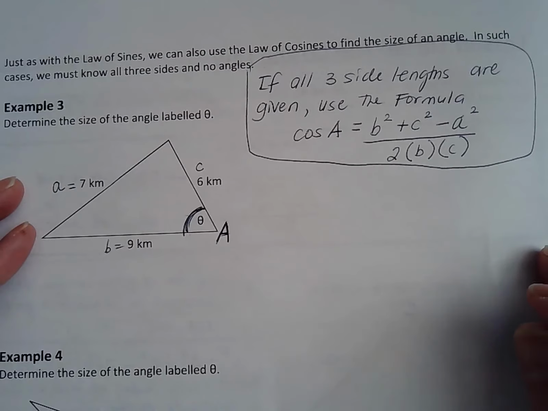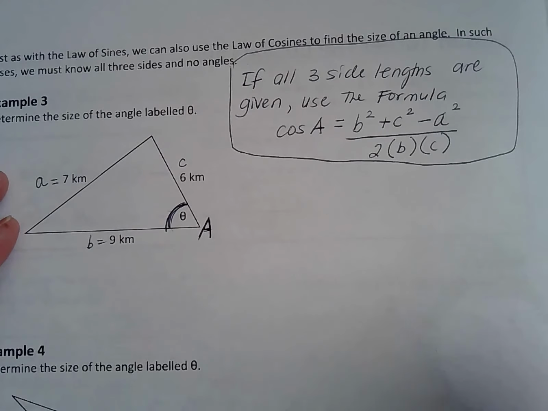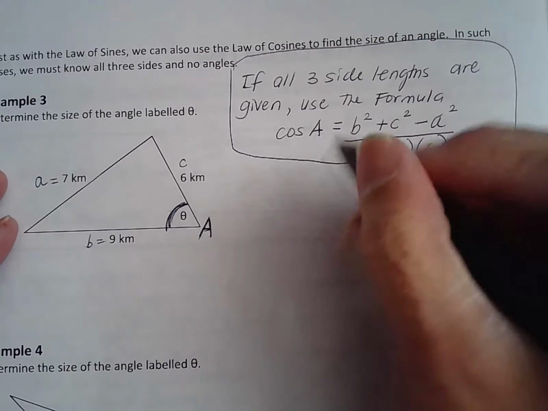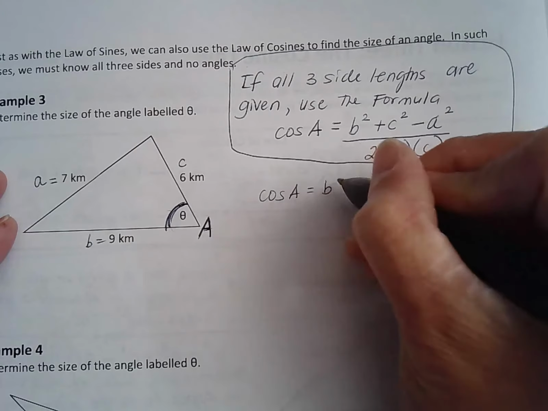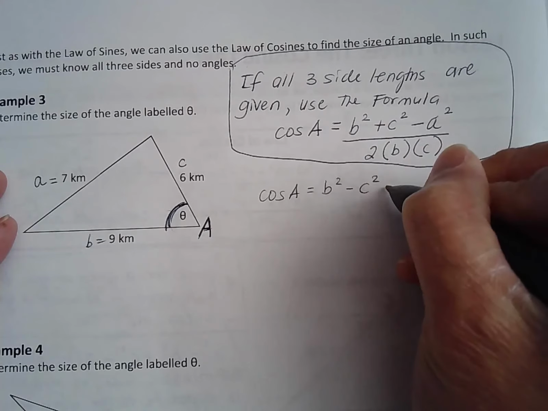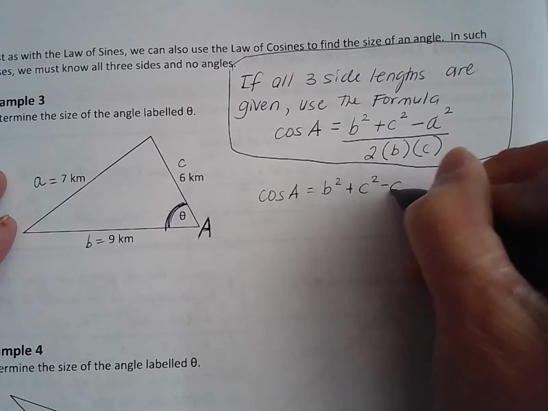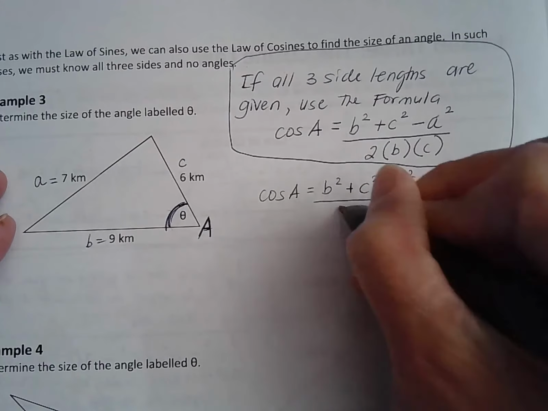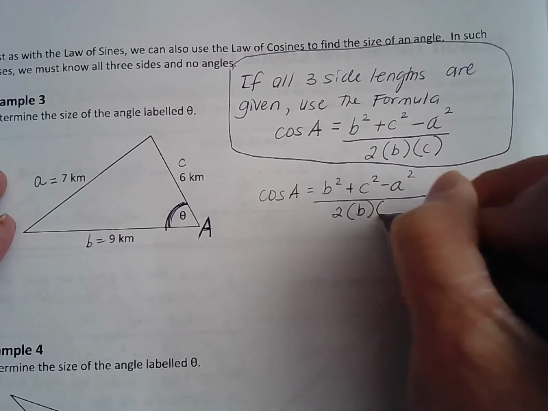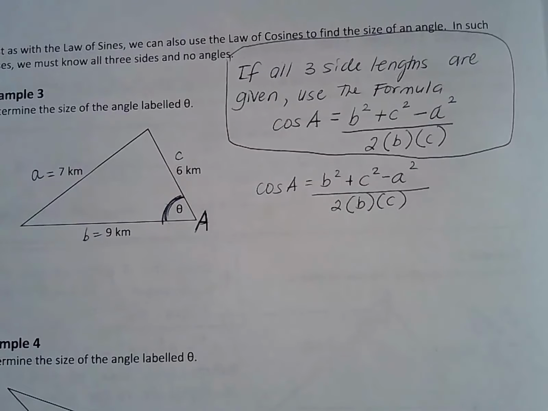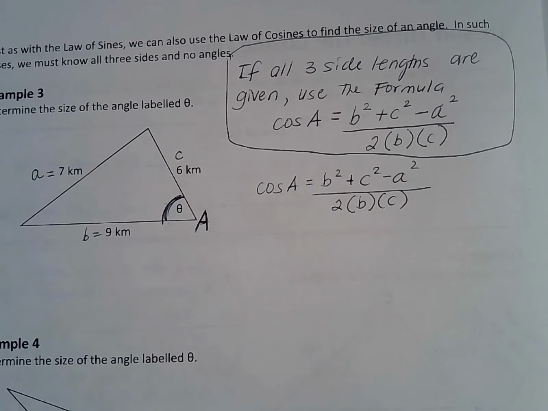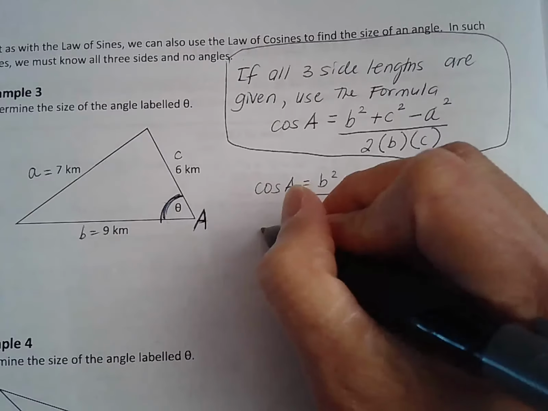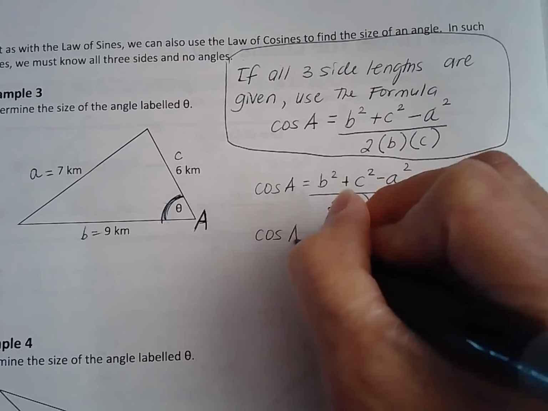So here we go. If all 3 sides are given, this is what we use. Write down our formula: cos of angle A equals b squared plus c squared minus a squared divided by 2 times b times c. Now, like I said yesterday, this one would most likely be a 2-mark question. So the first mark will be coming from correct substitution.